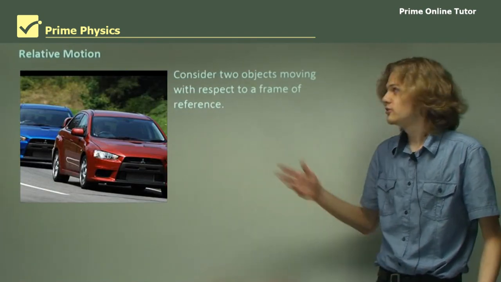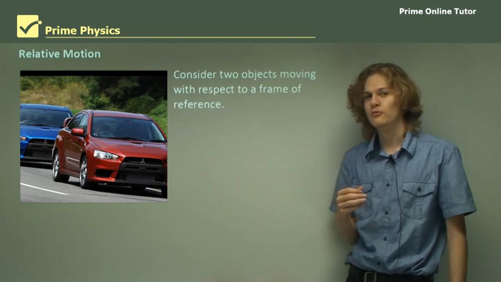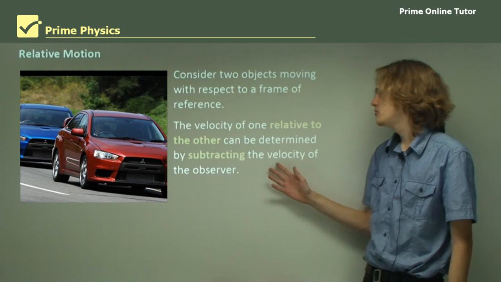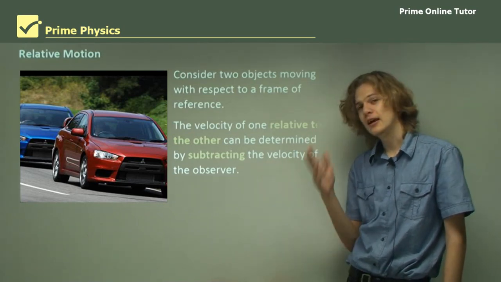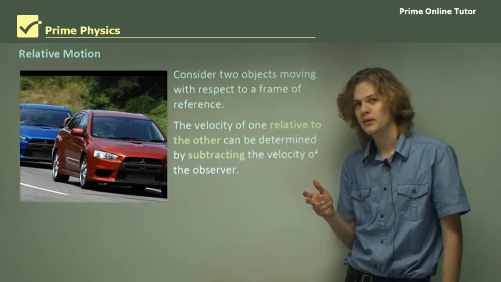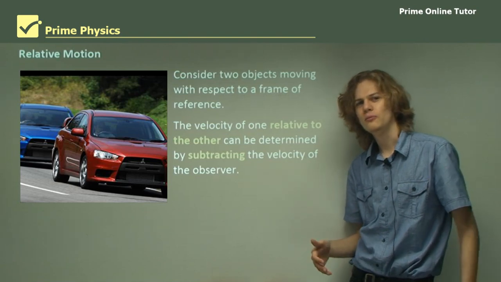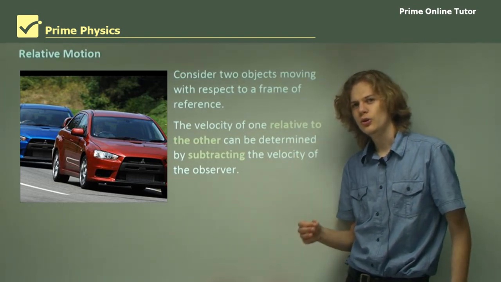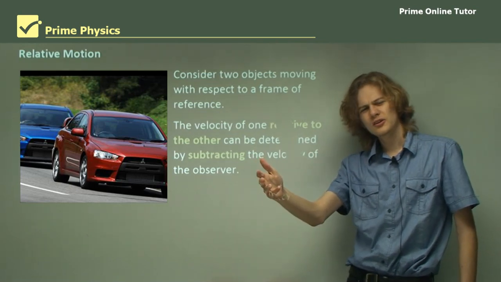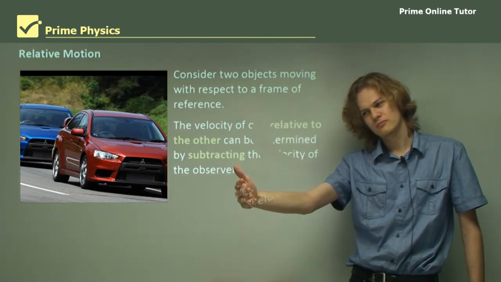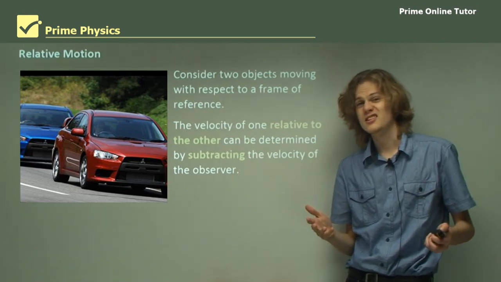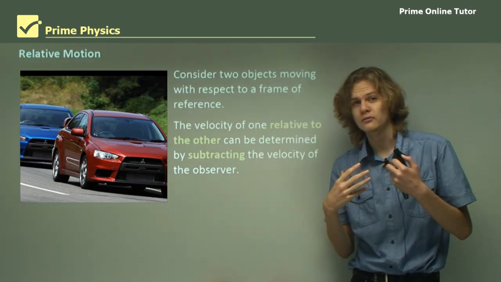So let's consider two objects moving with respect to a frame of reference, like this pair of cars here. The velocity of one relative to the other can be determined by subtracting the velocity of the observer. So have you ever noticed how if you're out driving on the highway or being driven on the highway, you'll notice the car in front of you doesn't really seem to move much? I mean, it might move slowly towards you or slowly away from you, but it's mostly stationary, really, from your point of view anyway.